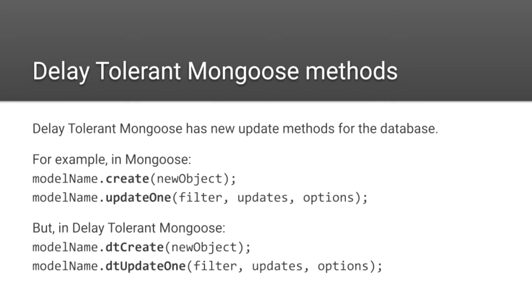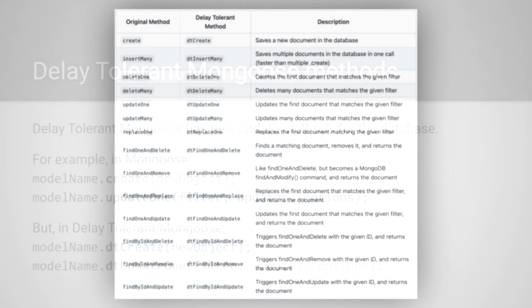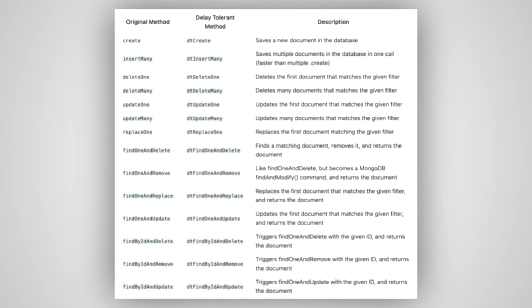Then, delayed tolerant Mongoose has its delayed tolerant methods. As you can see in this example, the create method can be replaced by the DT_create method, so that in addition to creating an entry locally, we also create it in all the other instances that we have configured in the initial configuration object. This doesn't just work for the create or update one method, but for every method that creates, edits, or deletes data from the database.